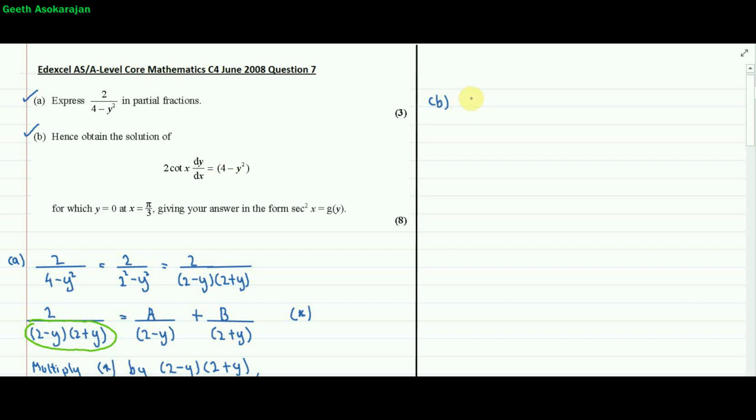We have this differential equation, 2 cot x dy over dx equals 4 minus y squared. First of all, let me rearrange this. If it's possible to rearrange it in the form p(y) dy over dx equals q(x), we've got a first order differential equation. FODE stands for first order differential equation, and to solve first order differential equations, we need to use the method of separating the variables.